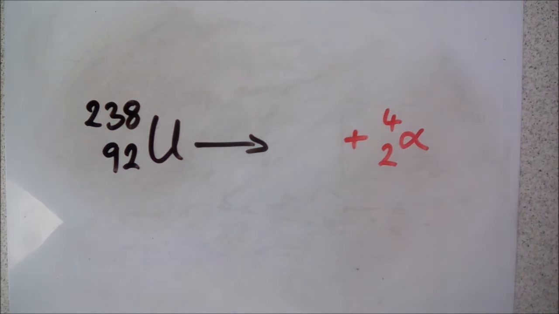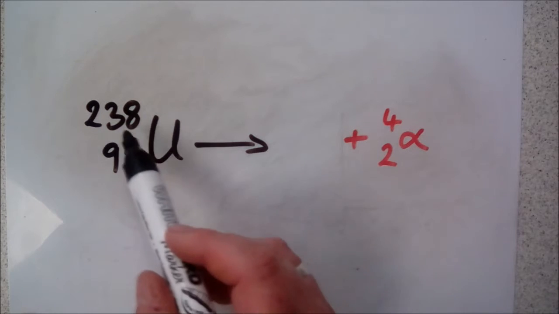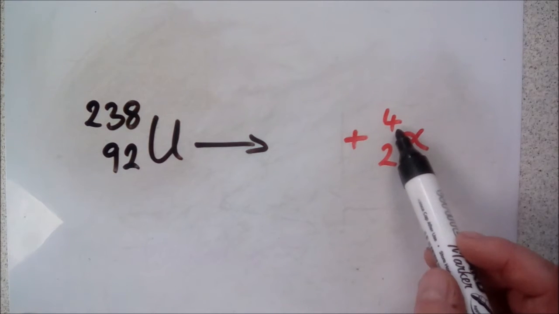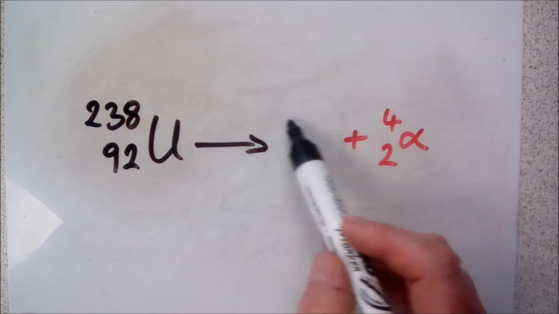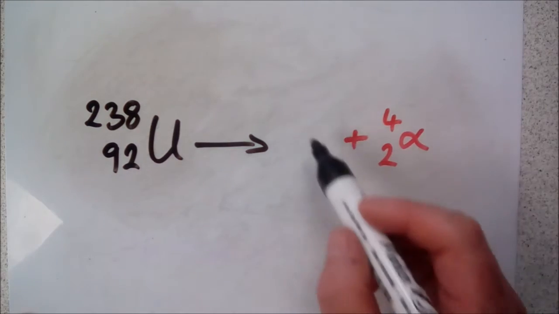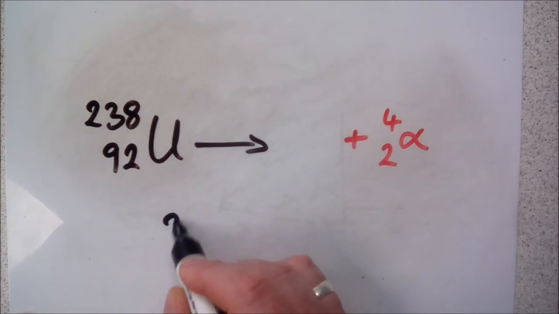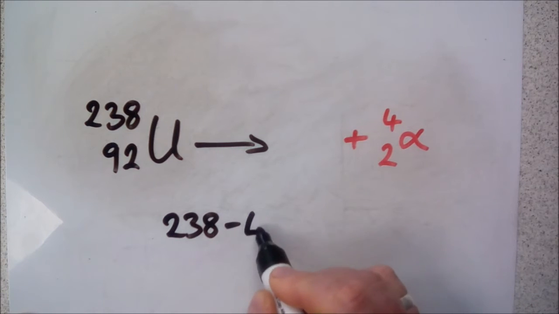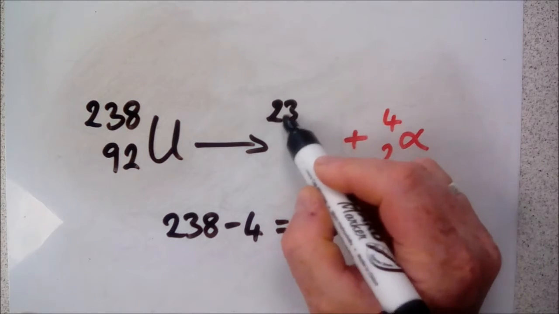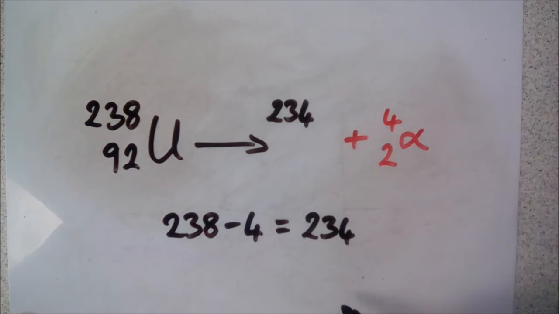Now that leaves us with an unknown. We need to work it out. We have to do some basic maths, just addition and subtraction. If we look at the mass numbers, we've got a mass of 238 and a mass of 4. So we've got a missing mass here. That number plus 4 must add up to 238. So that means that we do 238 minus 4 gives us 234. So that's the mass number that we're missing.